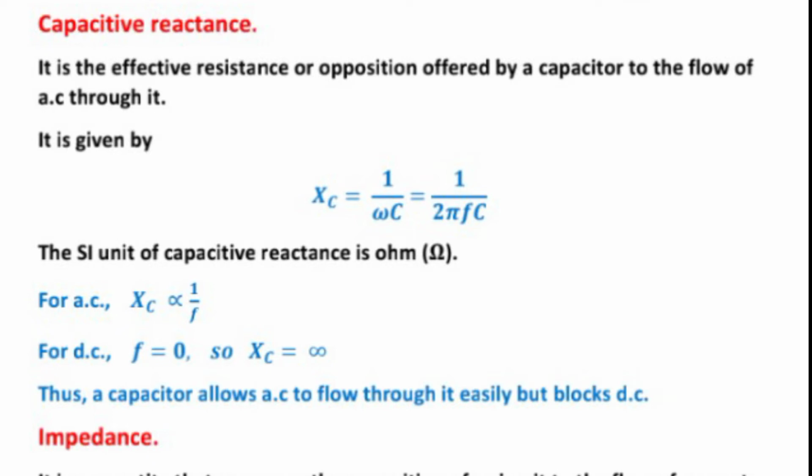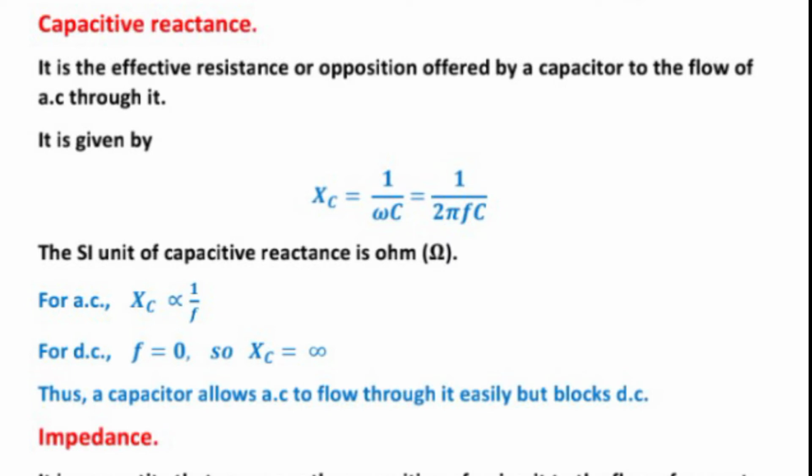Thus, for AC, XC is directly proportional to 1 upon f, or XC is inversely proportional to f. And for DC, f is 0, so XC is infinity. Thus, a capacitor allows AC to flow through it easily but blocks DC.